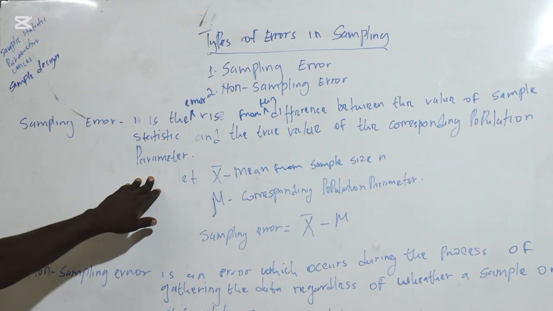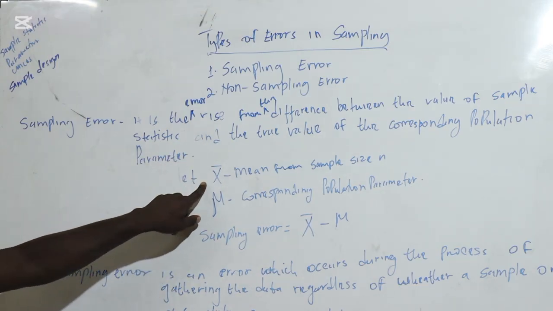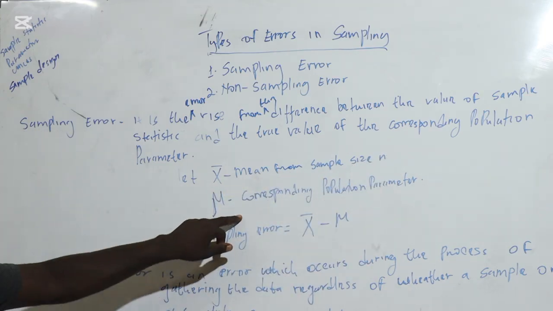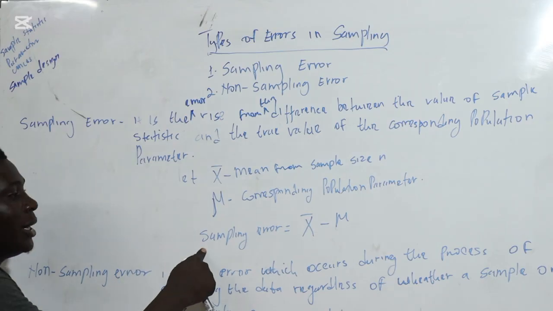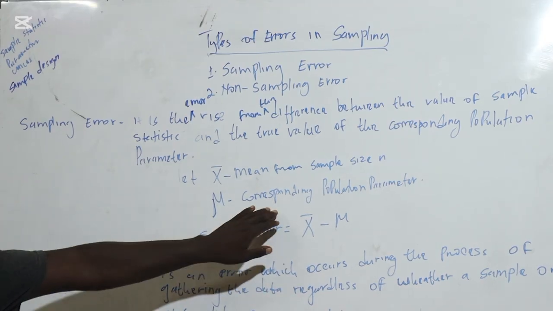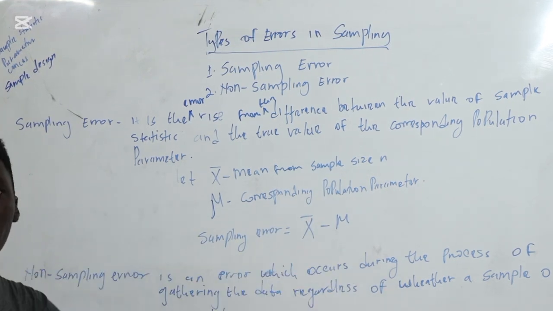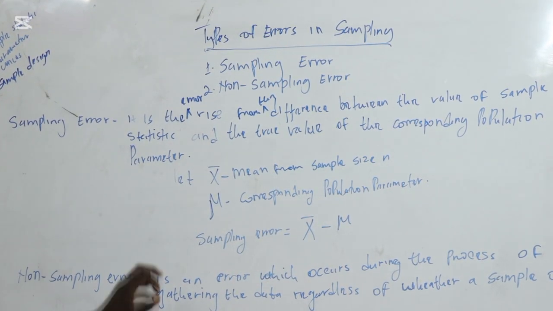For example, we have these two parameters: x bar and mu. x bar is the mean from the sample of size n. Mu is the corresponding population parameter. So in order for us to calculate sampling error, we take x bar minus mu, that is the mean from the sample size n minus the corresponding population parameter. That's how we calculate sampling error.